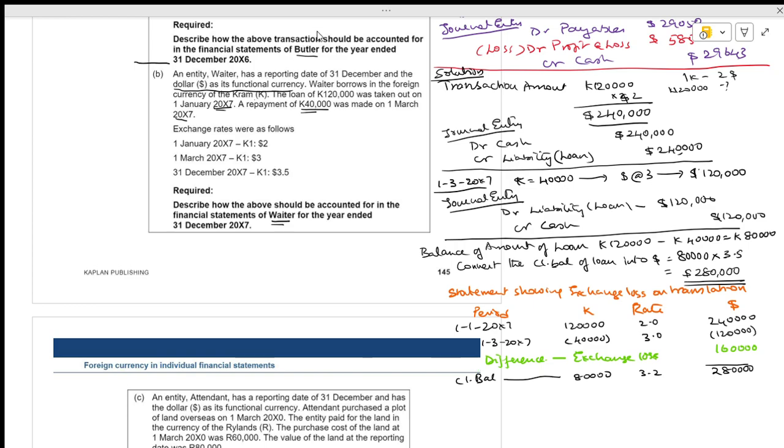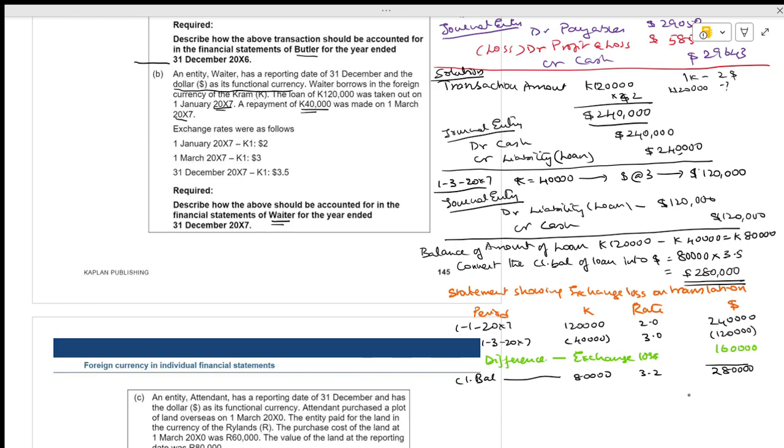Understand my point. See what happens. You have taken 240 in dollars. You have paid 120. Still you have to pay 120. The difference is 120: 240 minus 120, 120 will be there. How did you get this?